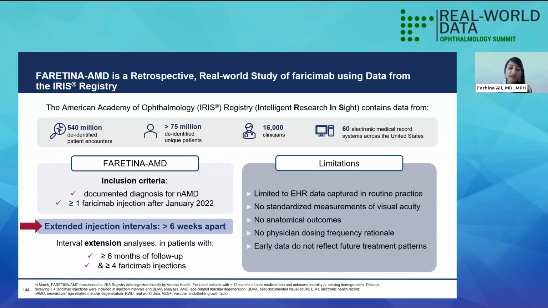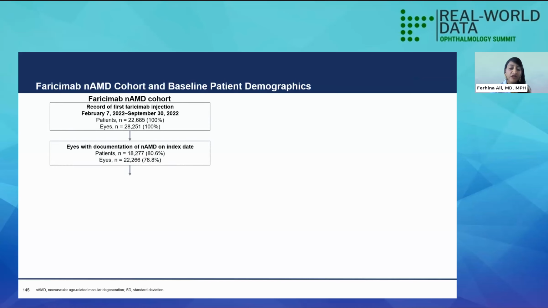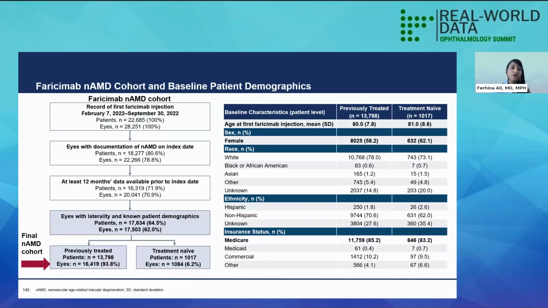We do know, of course, the limitations of EHR-derived patient data that was discussed so well by Dr. Xu in terms of visual acuity, lack of imaging, and physician-level recommendations. And so you can see here how our cohort was defined as follows: a history of neovascular AMD on indexing, at least 12 months of data available prior, breaking down into a large majority that were prior treated, but also a smaller subset who were treatment naive, for a total of over 17,000 eyes.